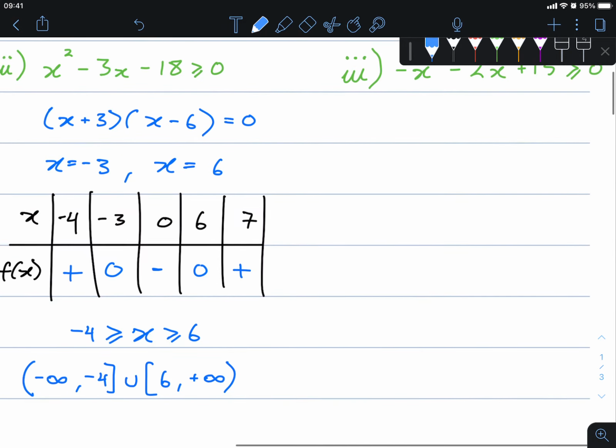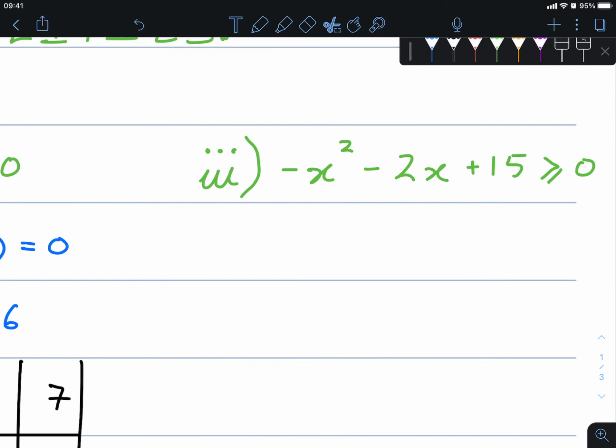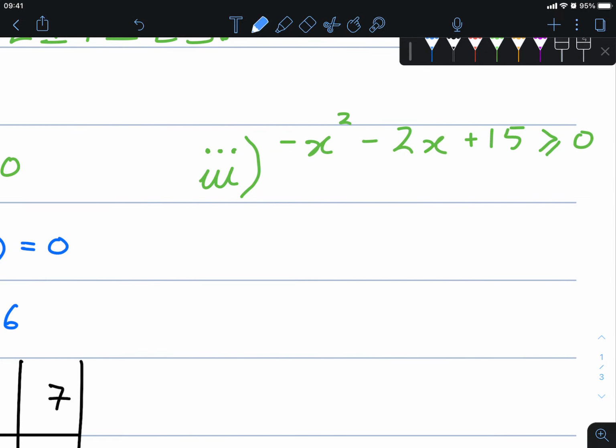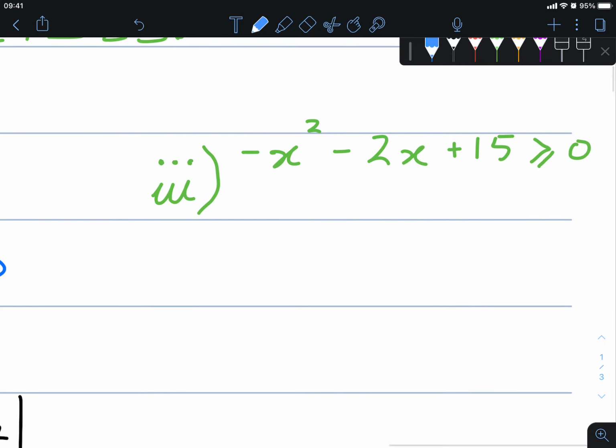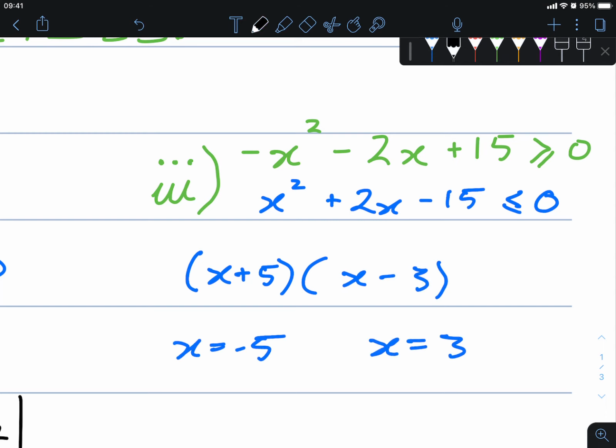Let's do this one more time here. I can show you a few tricks to make this a little bit easier to factorize. Let's just multiply everything by negative 1. So we get positive x squared, positive 2x, negative 15. We just flip the sign. And we solve for this. We should get x plus 5, x minus 3, so x equals negative 5, x equals positive 3.